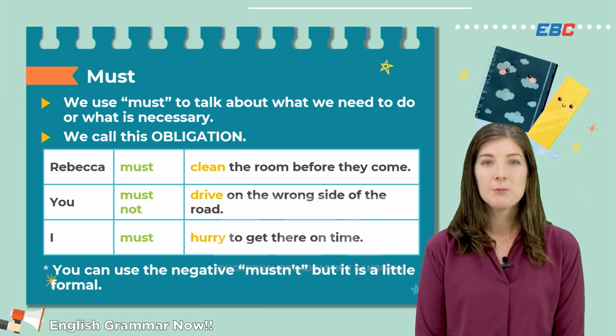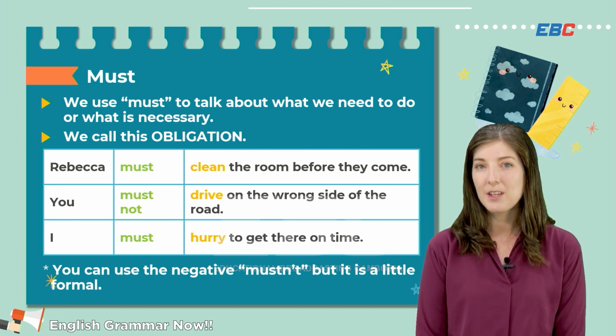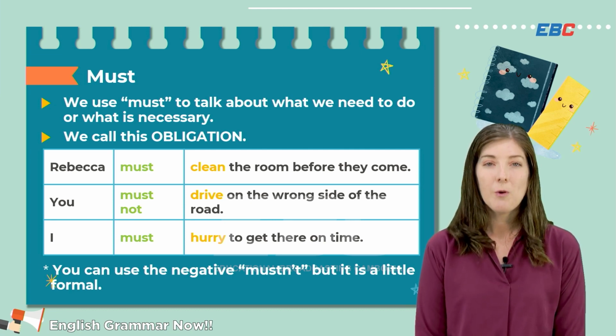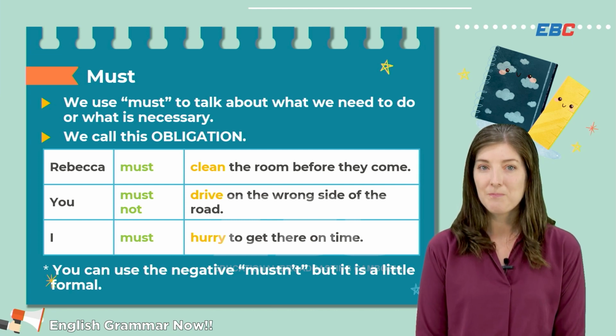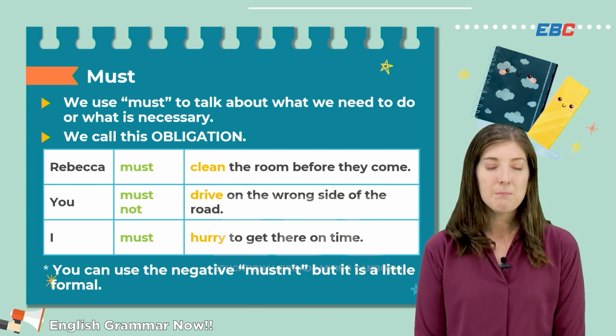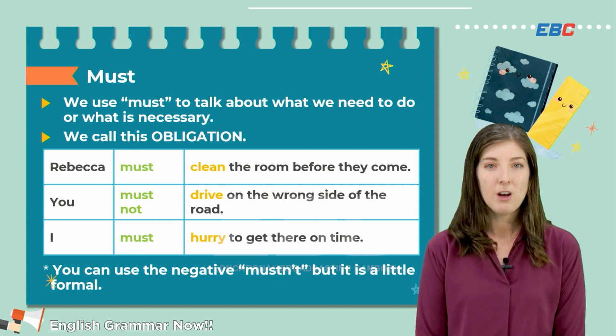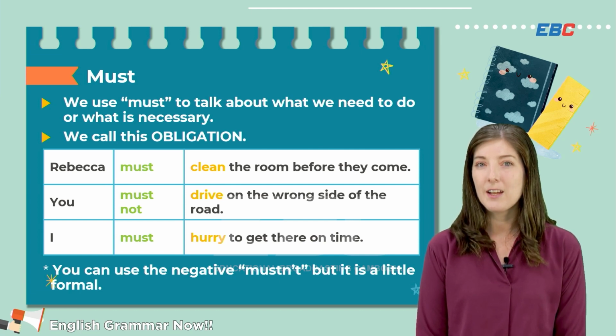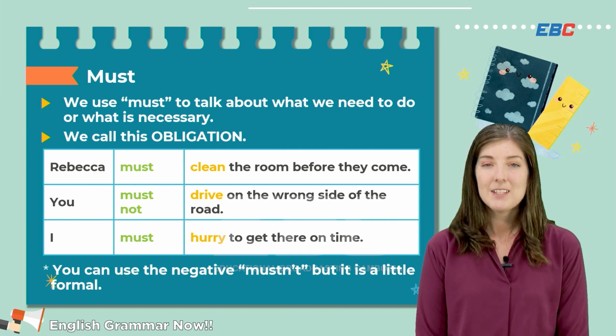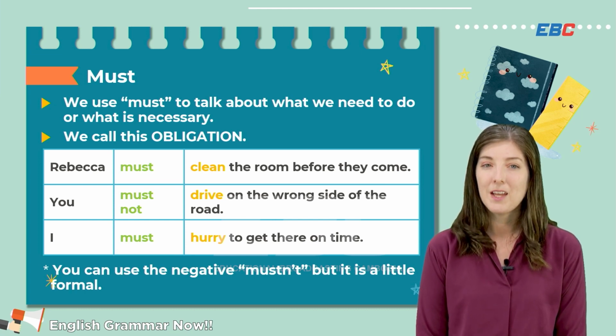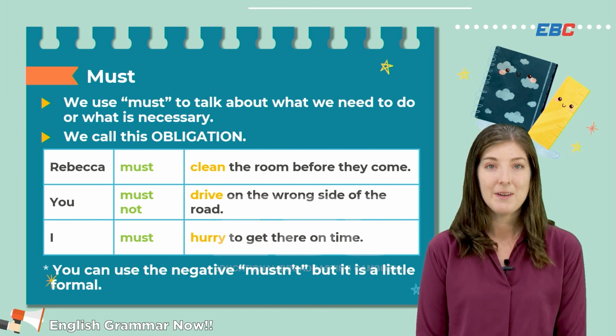We use the modal verb must when we're talking about things that we need to do or something that is necessary. The big word for this is obligation. Some examples might be rules that we need to follow, or things we think are very important. So, some example sentences for must are, Rebecca must clean the room before they come. You must not drive on the wrong side of the road. I must hurry to get there on time.